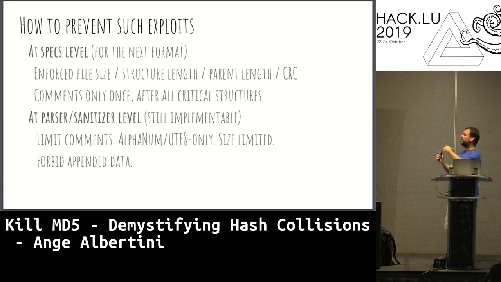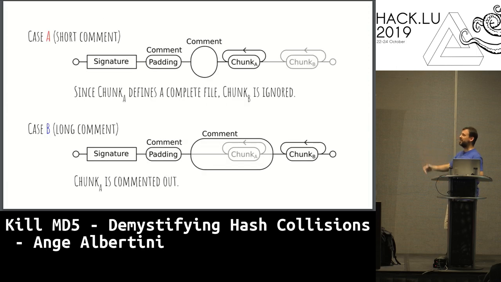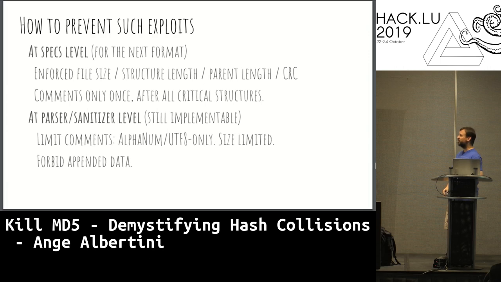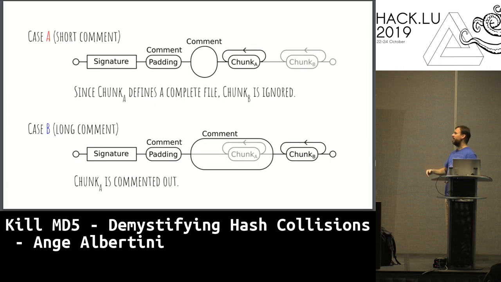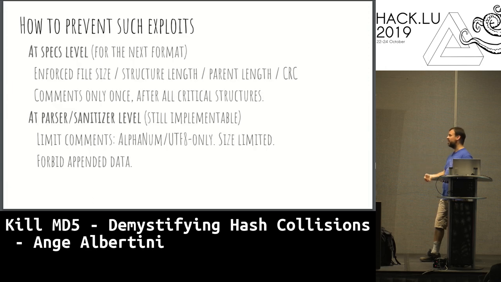So for example, the length of all the substructures of the file and the CRC. PNG actually has some CRCs, but they are usually not enforced. And of course, here we have this weird structure with these two comments next to each other. If your parser is rejecting any files that have more than one comment, or where a comment contains high entropy content, then you can prevent such exploitation from spreading.